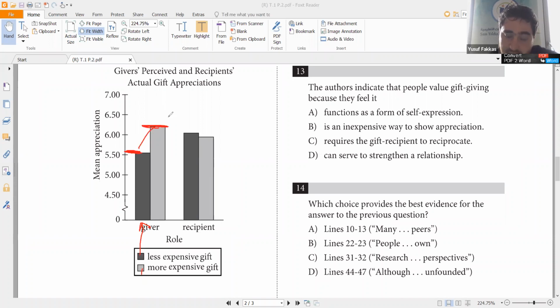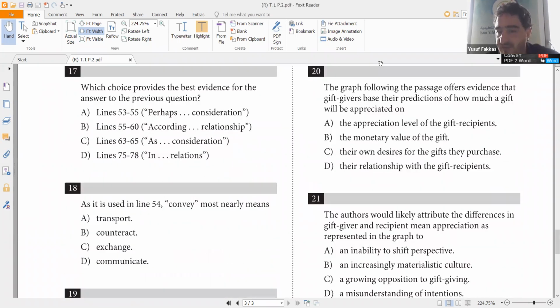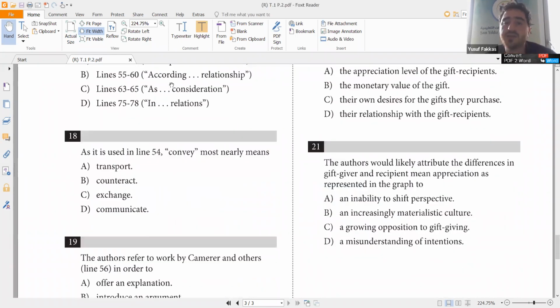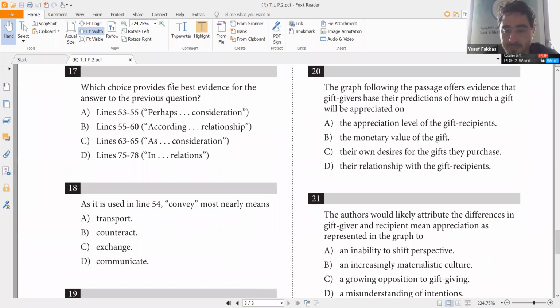That's the difference. And they're asking us, what are they basing their predictions on? It's about whether the gift is less expensive or more expensive. So it's about the money, right? Monetary value, which means the money value of the gift. The answer for 20 is B.